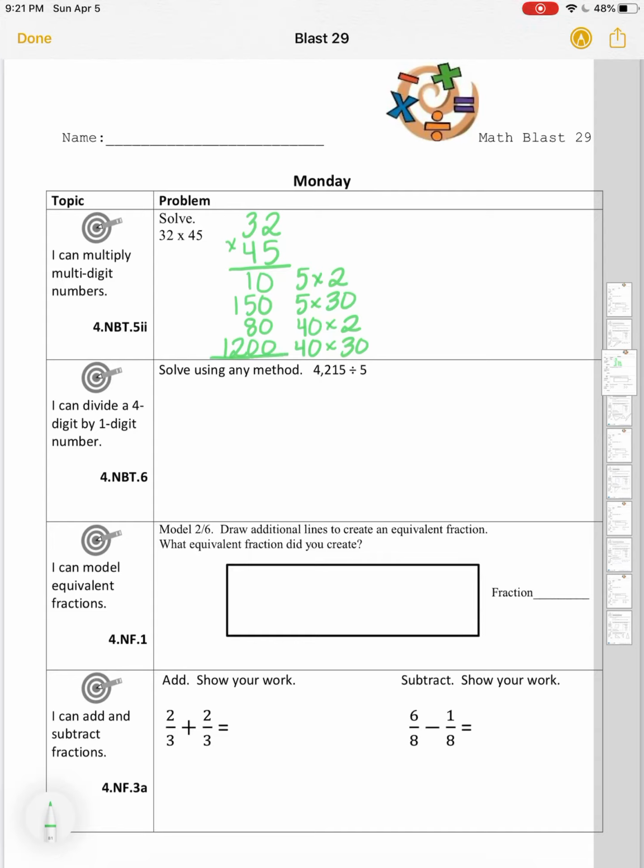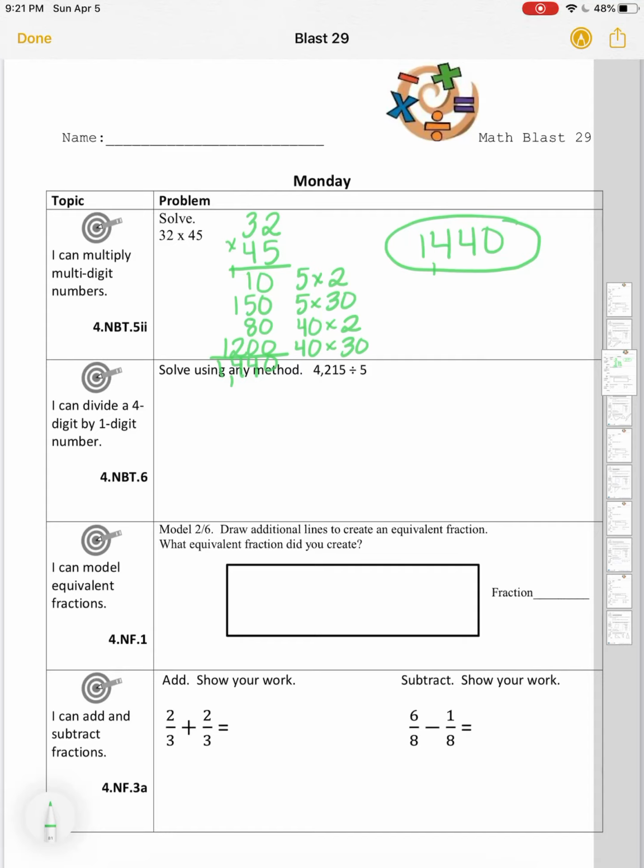And now if we add all of the parts up here, we get 1,440. So the product, the answer to our multiplication problem, is 1,440.